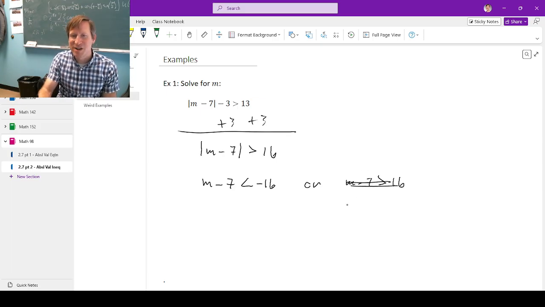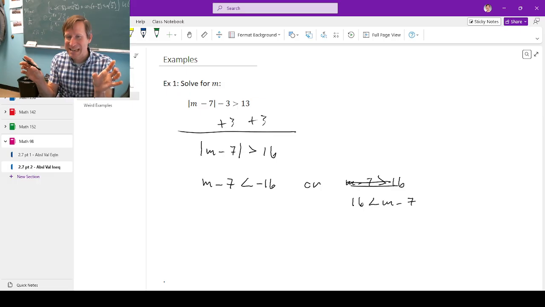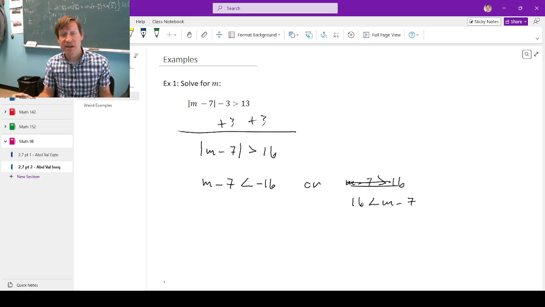Or maybe it's better to write this in order. So 16 less than m minus 7. Right? Writing it in this order makes it sort of visually look like m minus 7 is on the outside. So that's why I wrote it in that order. Okay, so now we have two inequalities. We just need to finish solving both of these inequalities.